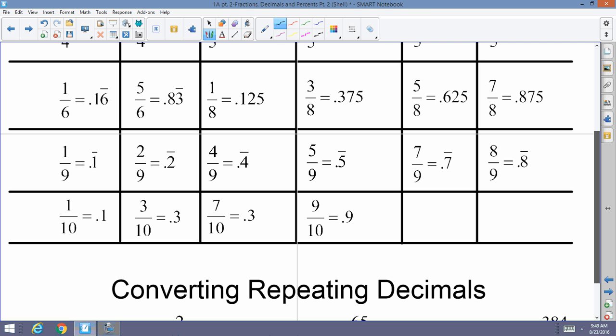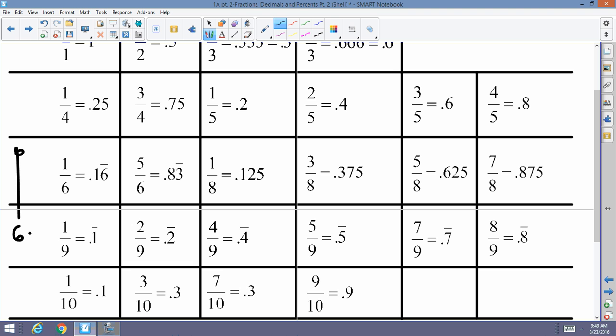The ninths are easy. If you notice, 1/9 is 0.1 repeating, 2/9 is 0.2 repeating. I didn't put 3/9 because that's 1/3, which is 0.3 repeating. 4/9 is 0.4 repeating. 5/9 is 0.5 repeating. 7/9 is 0.7 repeating. 8/9 is 0.8 repeating. Whenever you have a denominator of 9 and you have a numerator that is less than 9, it is always going to be that numerator repeated. So randomly, if you get, for example, 6/9, that will equal 0.6 repeating.